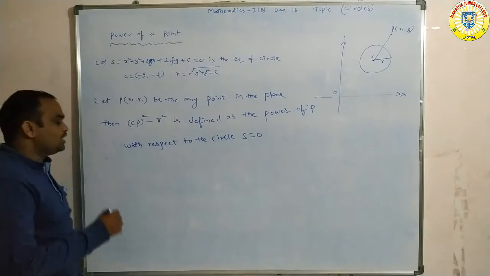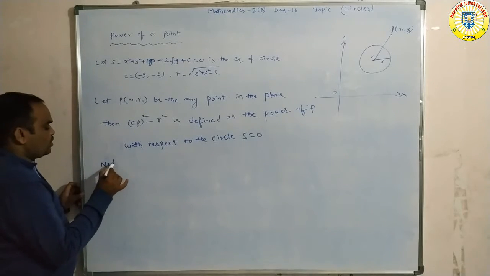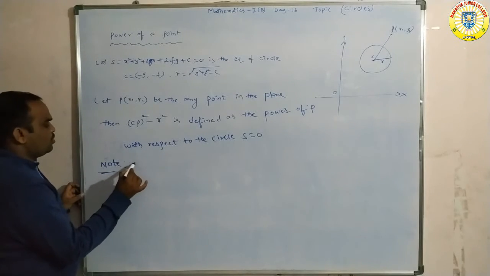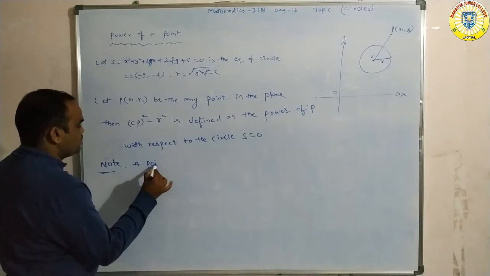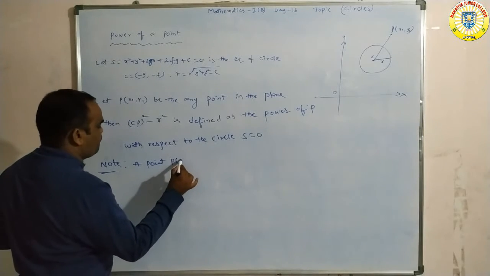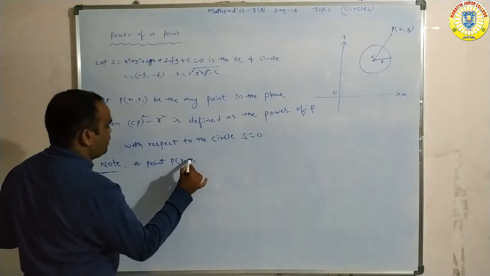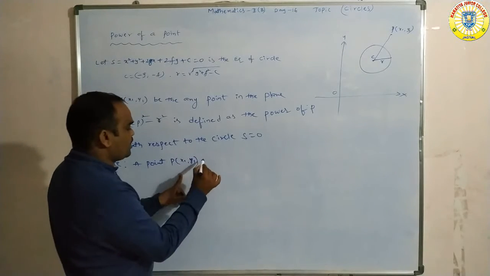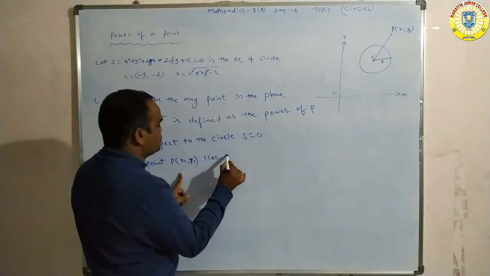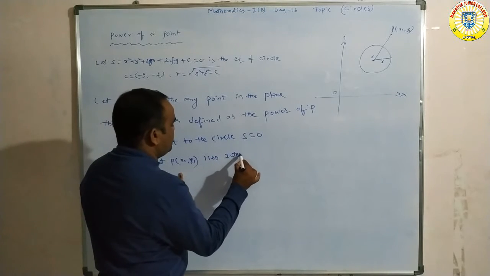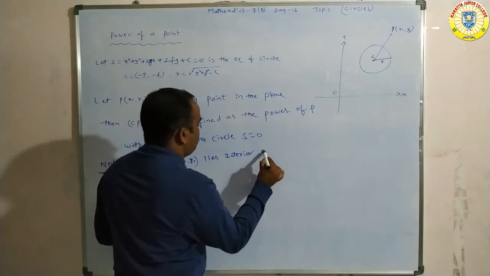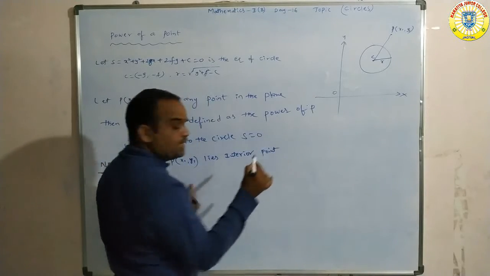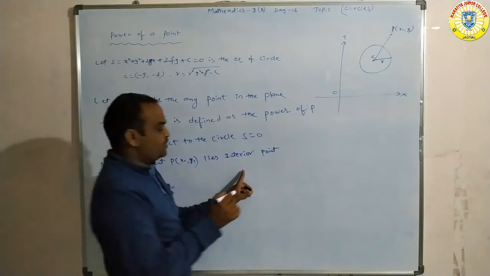Now, here we are writing a note. When we are using this, a point P of x1 comma y1 lies in the interior of the circle.